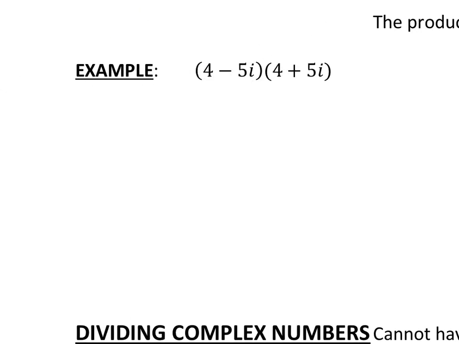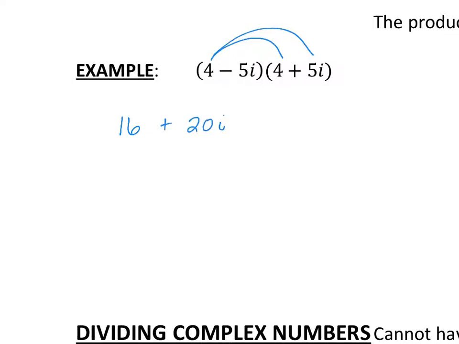So we look at the example. If you multiply the first ones, 4 times 4 is 16. If you multiply the outside terms, 4 times 5i is positive 20i. If you multiply the inside, -5i times 4 is -20i. And then multiply the last terms, -5i times 5i is -25i squared.